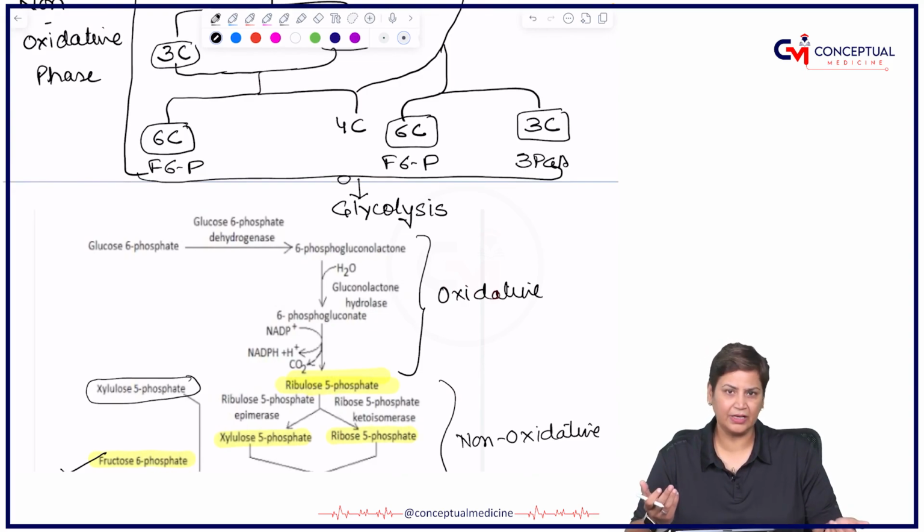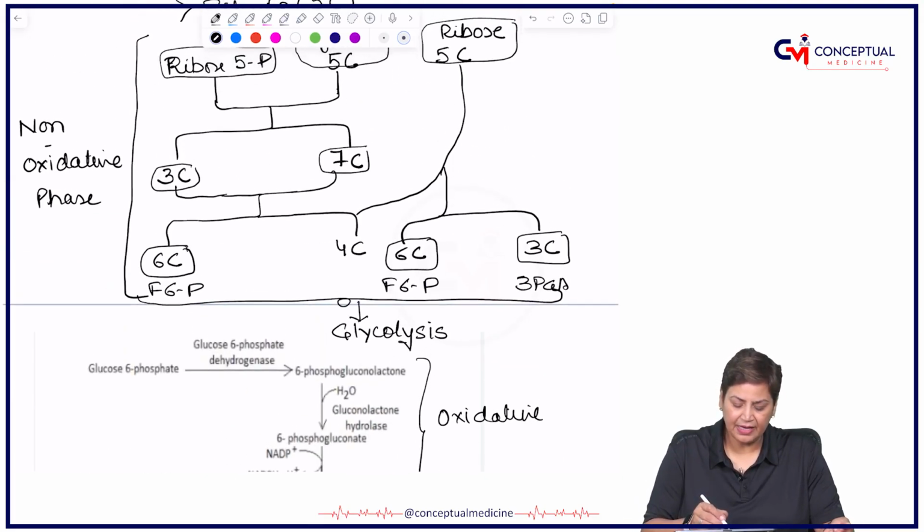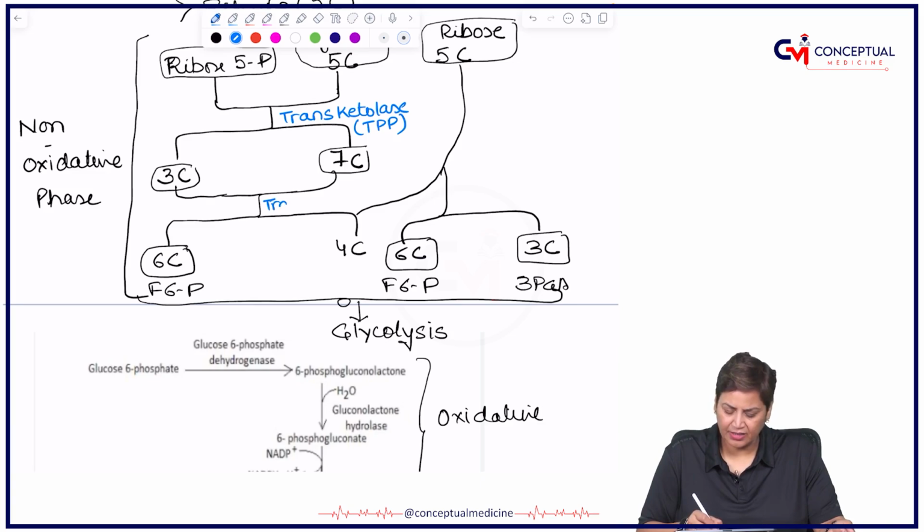Now the question is, you have to remember the enzymes, because again I am telling you, without enzymes it is very difficult to understand the things. Now the enzyme here is transketolase. This is a very, very important enzyme. Always remember, this enzyme requires TPP as a coenzyme. TPP and magnesium ions are required. Here the enzyme is transaldolase, and here the enzyme is again transketolase. Again TPP.